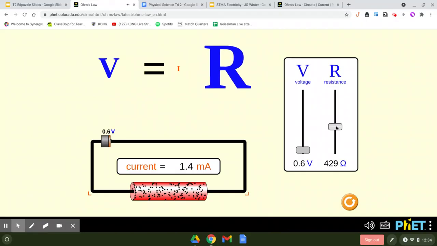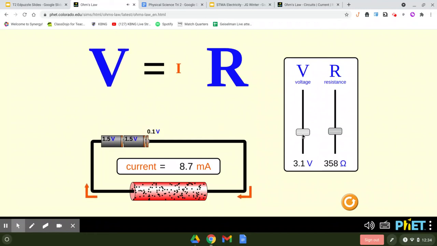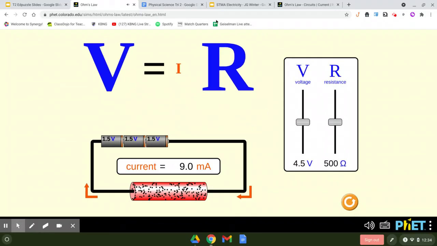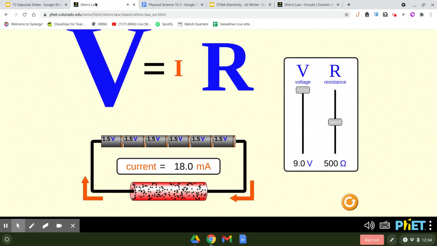As resistance goes up, current goes down. So current and resistance are inversely related. So if resistance is high, the current will be lower. If resistance is low, then the current will be higher. So that's how that works. Remember that voltage equals current times resistance. The higher your resistance, the lower your current is going to be. The higher your voltage, the higher your current is going to be.